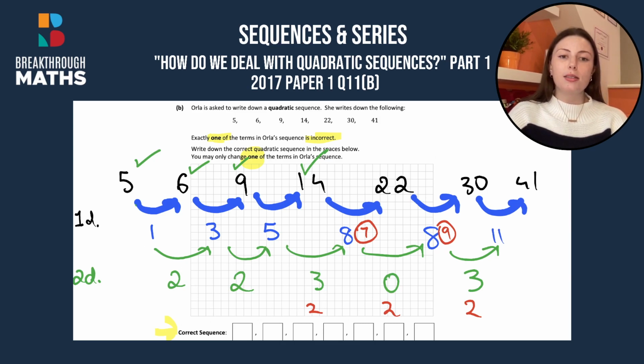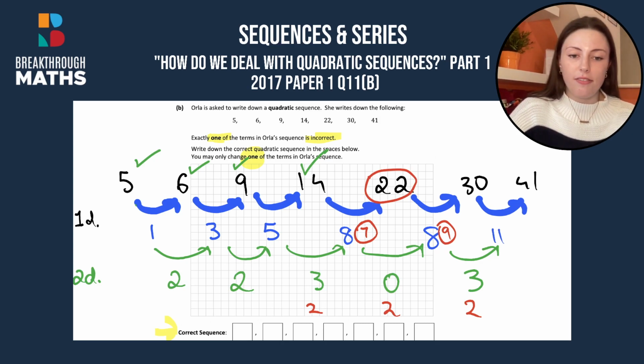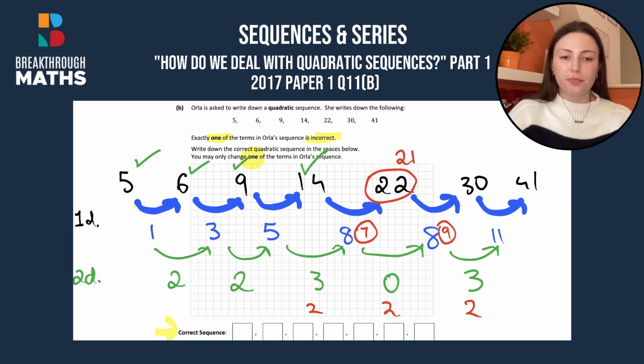Okay, so what would this make this number here then? 14 plus 7. So we'd have 14 plus 7 instead of 14 plus 8, and we would get 21. Then we should have 21 plus 9. That would give us our 30, and then we'd have the 41. So all of this would work out.